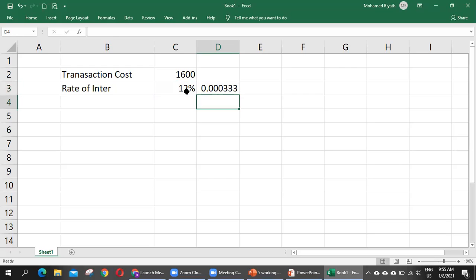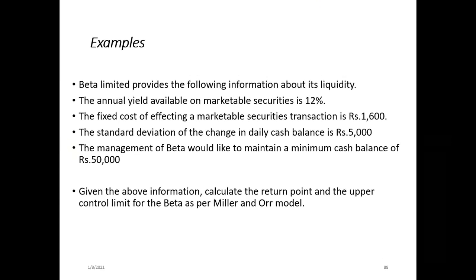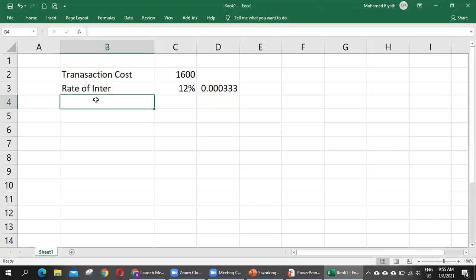Assume that the number of days in the year is 360, and the yield and the fixed cost of effecting a transaction. The standard deviation is 5,000 rupees. We need the standard deviation, which is equal to 5,000 rupees. That's all, no? Then we will do our calculation.